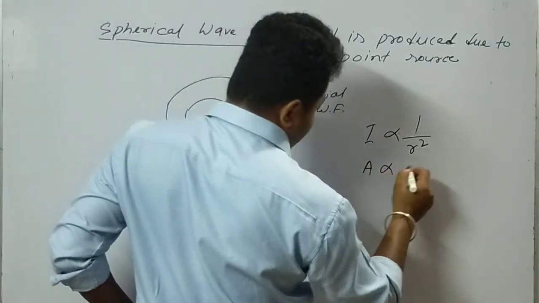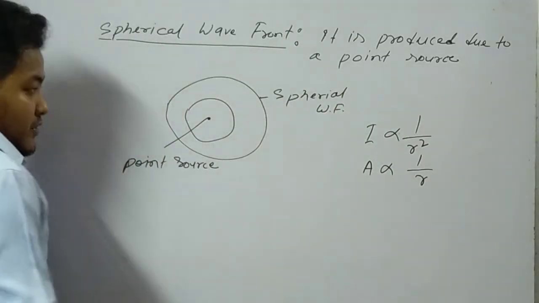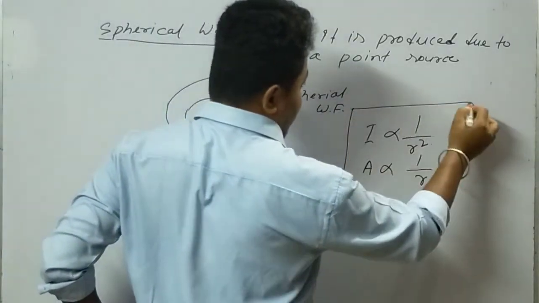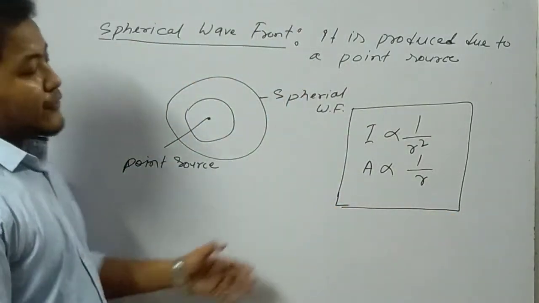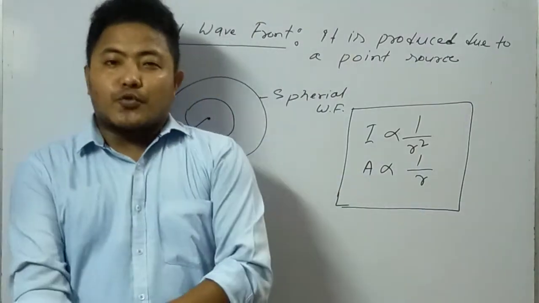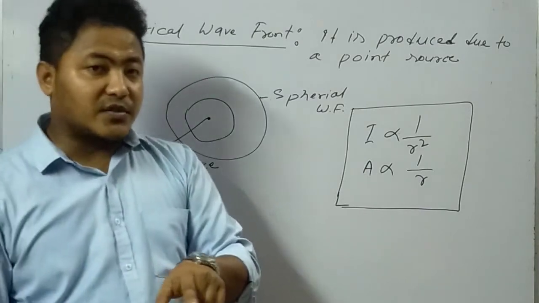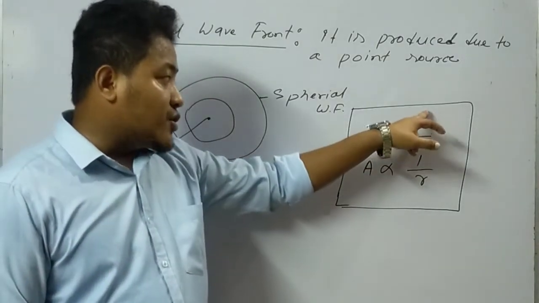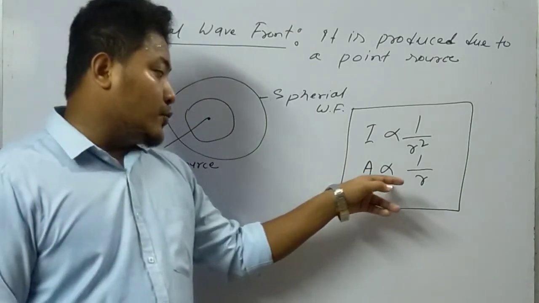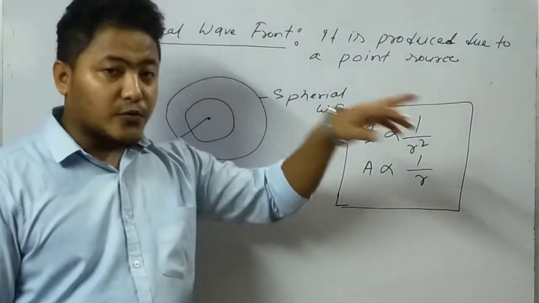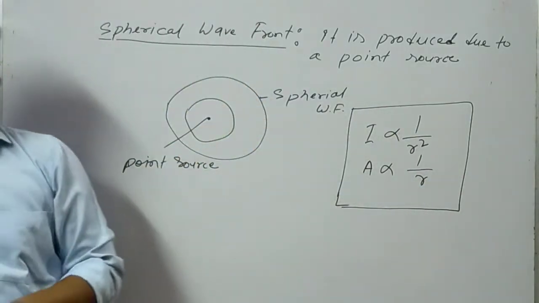Amplitude of wavefront will be inversely proportional to the distance. So these are the two conditions you should remember. In case of a spherical wavefront produced due to a point source, its specification, as we discussed, is that the intensity will be inversely proportional to the square of its distance, and amplitude will be inversely proportional to the distance. Okay, so this is all about spherical wavefront.